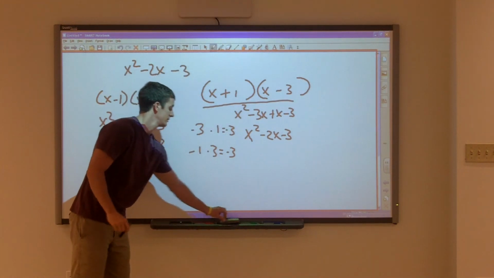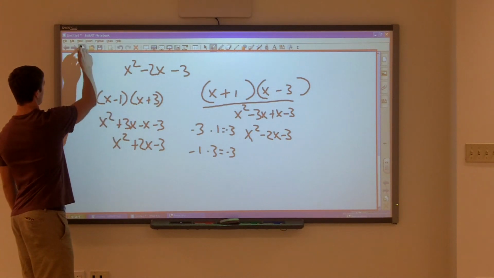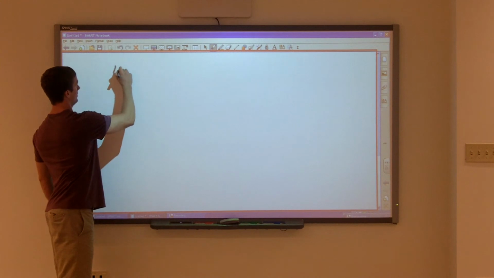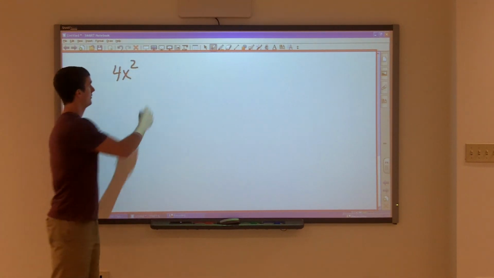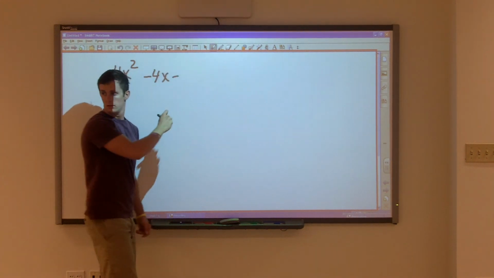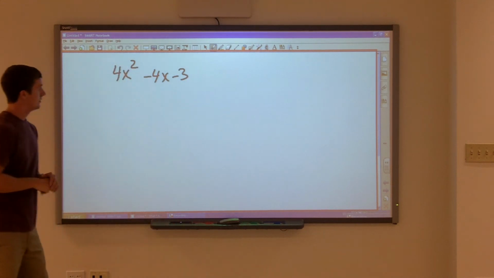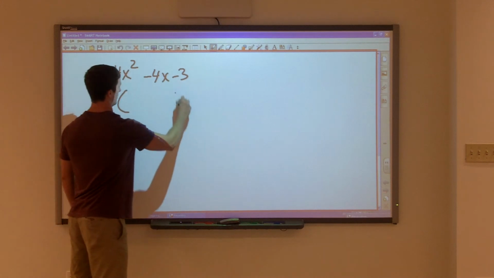Now we'll move on to a third example. The third example is going to be a little bit more difficult. We're going to start adding coefficients in front of the x. We'll have a negative sign. So again, starting from the basics, we'll have two quantities.